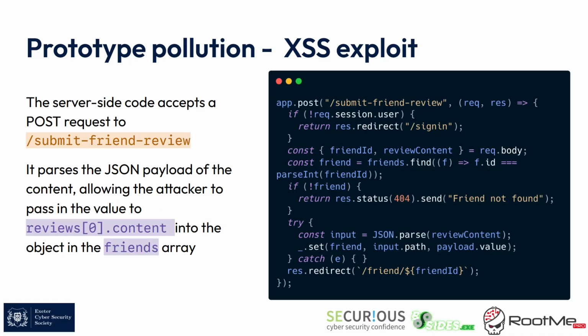So here's the actual code of what happens in the backend. The server-side code accepts a post request to the endpoint submit friend review. And if you look at the code closely over here, where it says const input equals JSON parse review content, that's what I was referring to earlier: it makes it really easy because you just parse in all of the content that is being given from the front end. So rather than needing an enum in the background that checks whether this property exists or not, you just put in the path that you want to change and also the value that you want to change, and that will change the JavaScript object in the background.